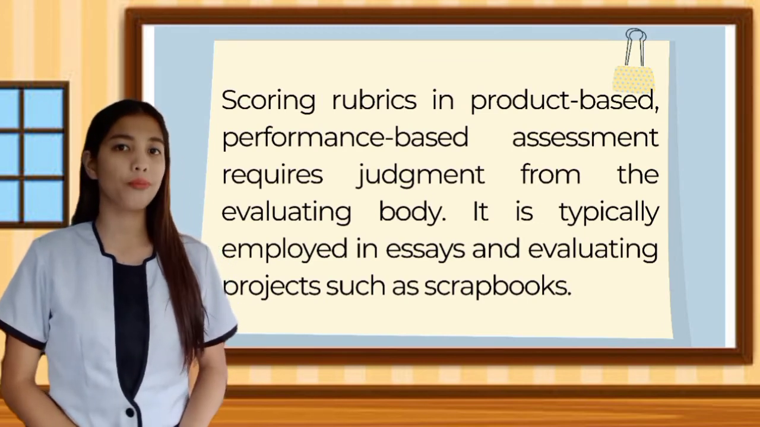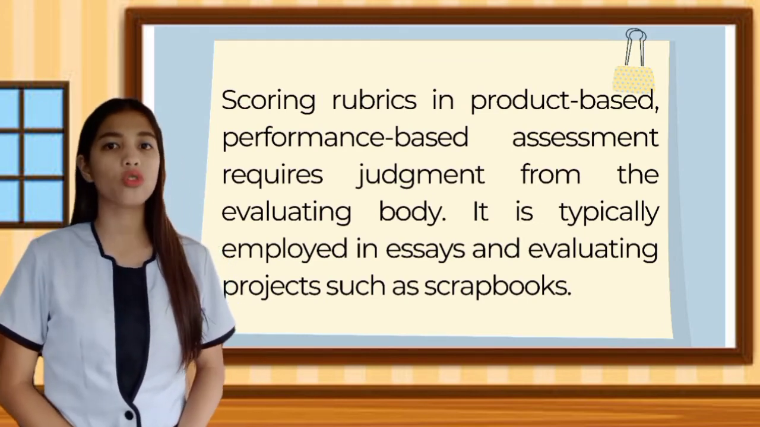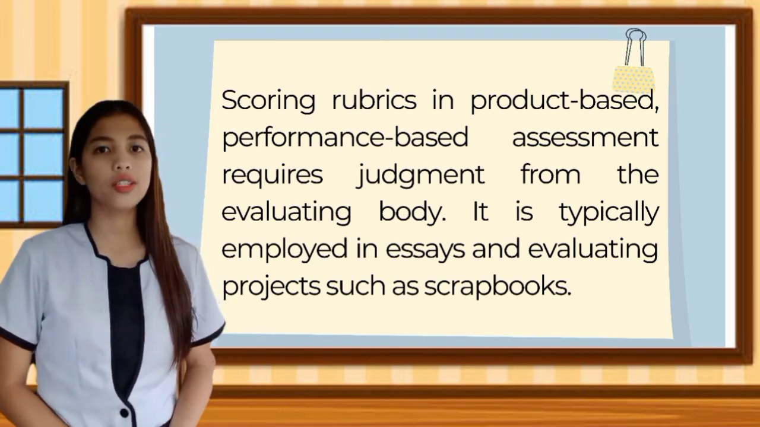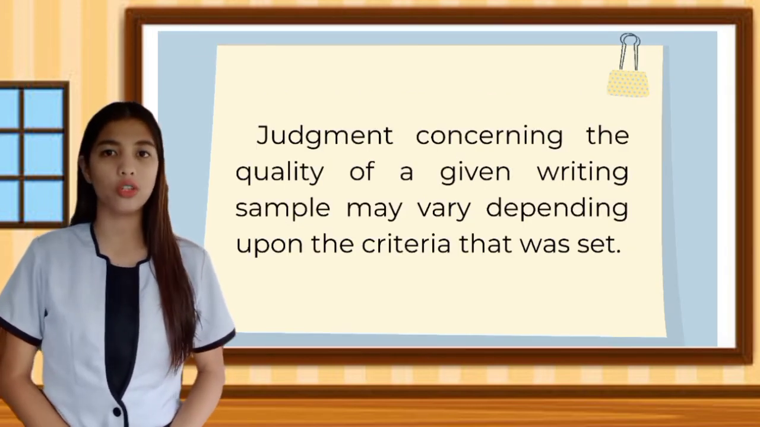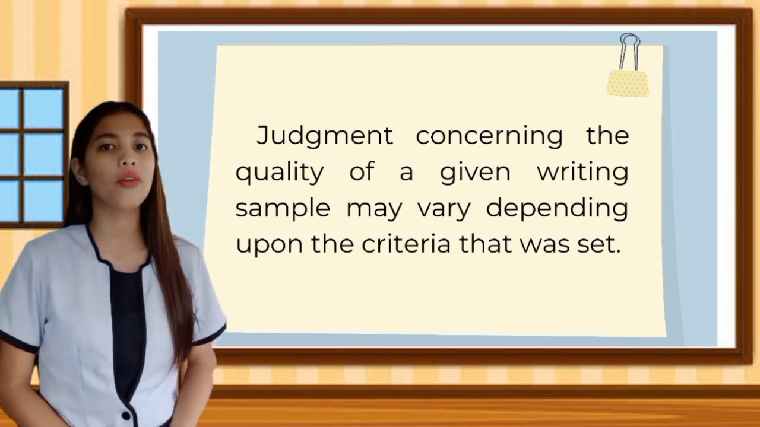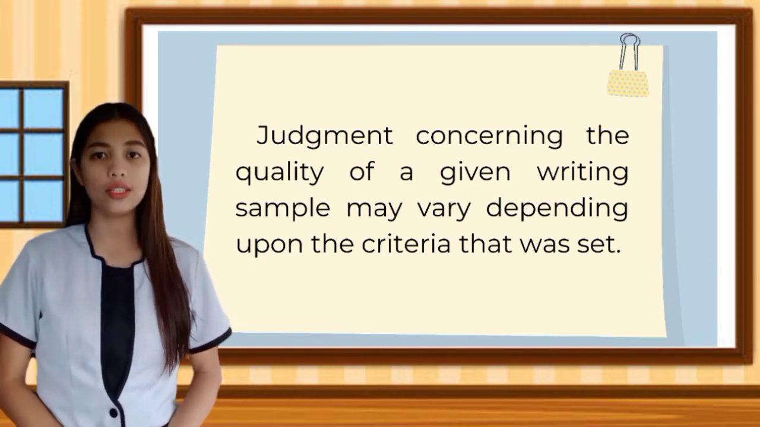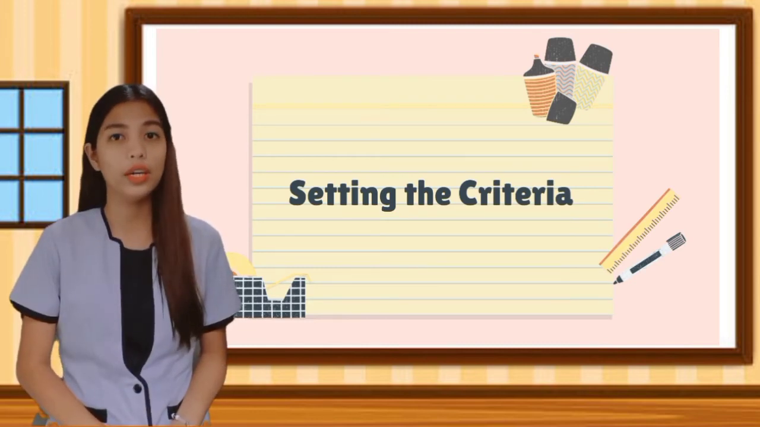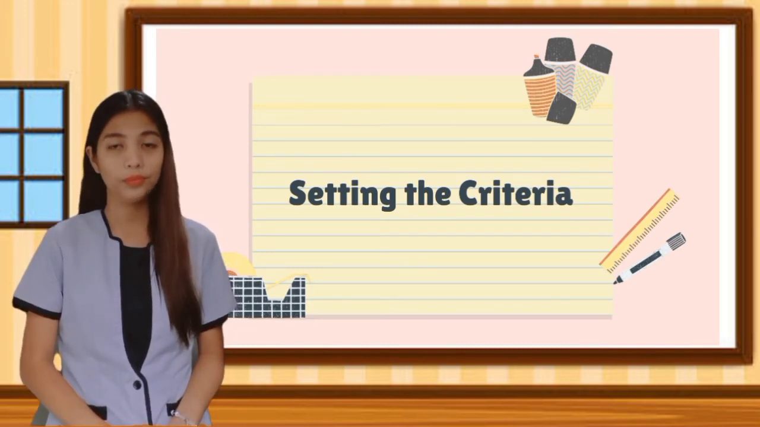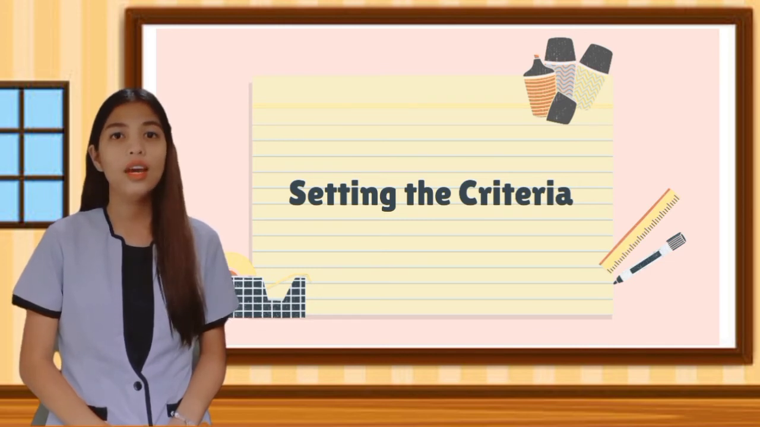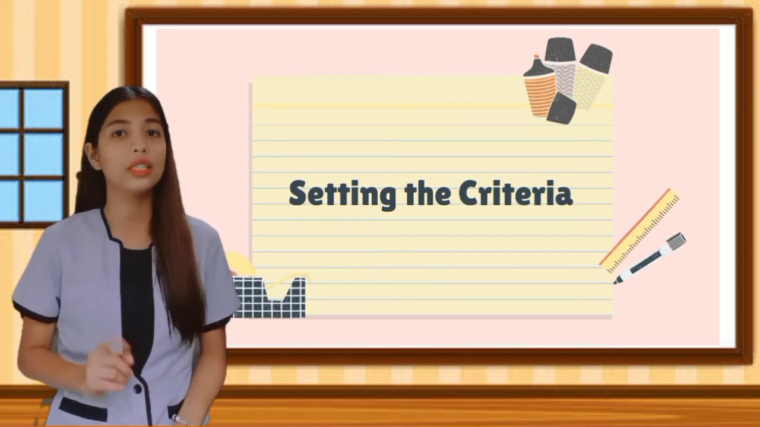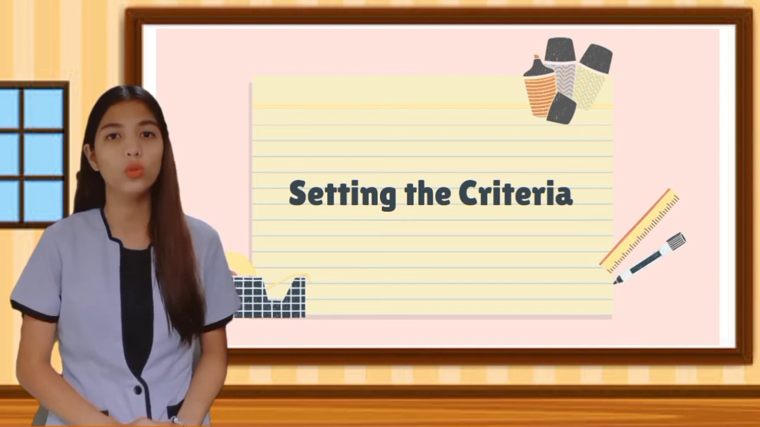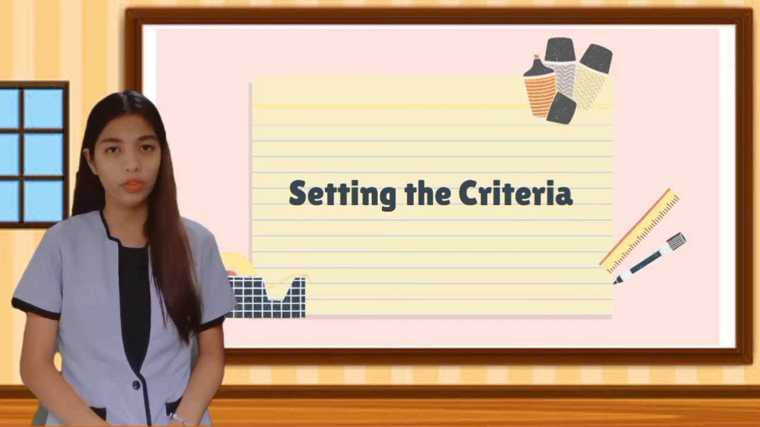Scoring rubrics in product-based performance-based assessment require judgment from the evaluating body. It is typically employed in essays and evaluating projects, such as scrapbooks. Judgment concerning the quality of a given writing sample may vary depending upon the criteria that were set. When creating a rubric, it is important to consider what to measure, how to measure performance, and decide what the passing level of performance competency is. Although a general rubric design can be reused, it may need to be fine-tuned or altered significantly to meet the specific needs of each task activity.